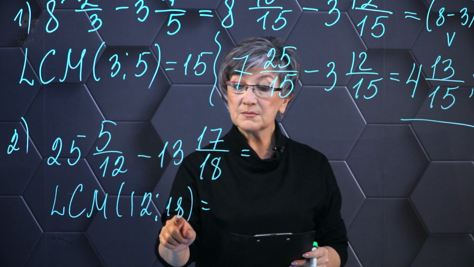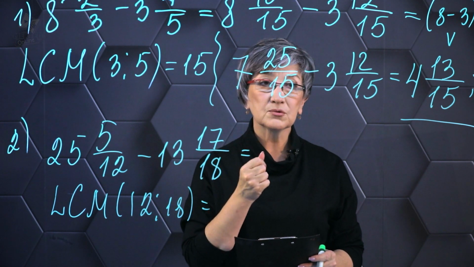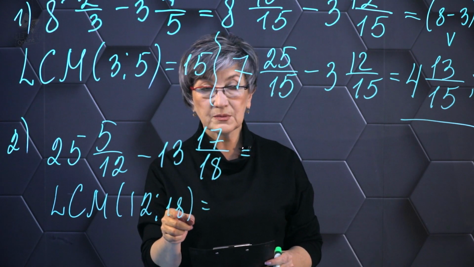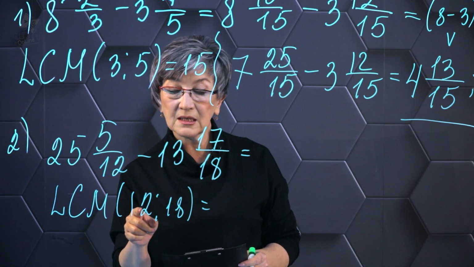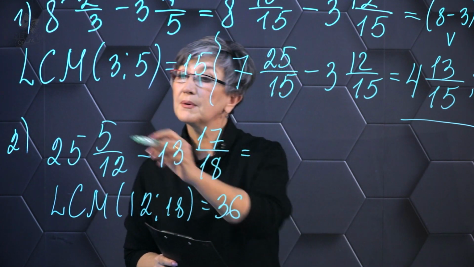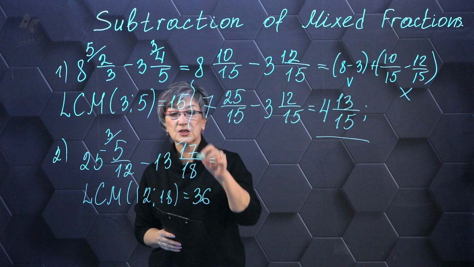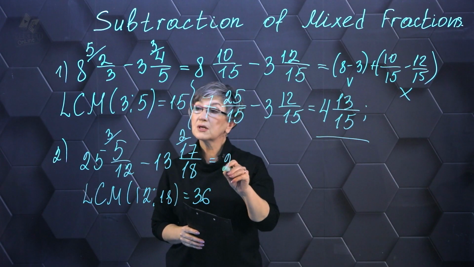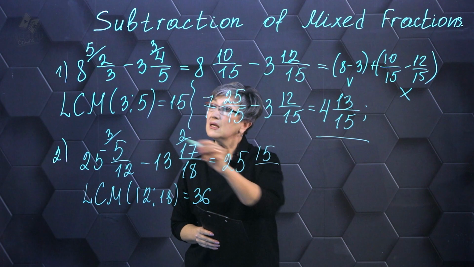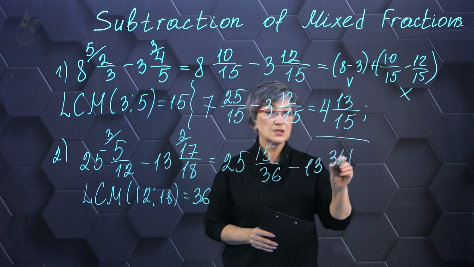Let's do the math. 18 is not divisible by 12. 18 times 2, I get 36. I check: 36 is divisible by 18? Yes, it is. 36 divided by 12? Yes, it is. So I write down the number 36. The additional multipliers here are 3 and 2. 36 divided by 12, 3. 36 divided by 18, 2. The result is 25 whole, 3 times 5 would be 15 over 36, minus 13 whole, 34 over 36.